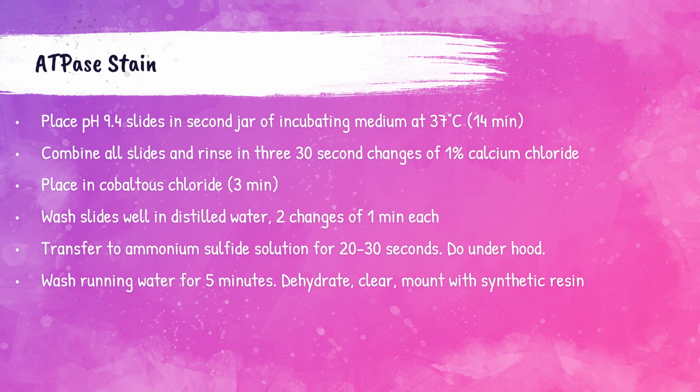So next you want to place the pH 9.4 slides in the second jar of incubating medium for 14 minutes at 37 degrees Celsius. Then combine all the slides and rinse in 3 30-second changes of 1% calcium chloride. Then you want to place for 3 minutes in a cobalt chloride. Then wash the slides well in distilled water, about 2 changes of around 1 minute each.